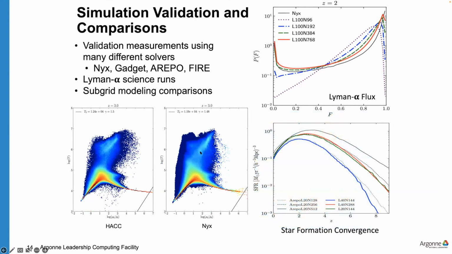One other thing that we've done very carefully over the course of the past couple of years is comparing HACC with another code, Nyx. Nyx is a grid-based code, while HACC is a particle-based code. So it's the Lagrangian or Eulerian views of simulations.